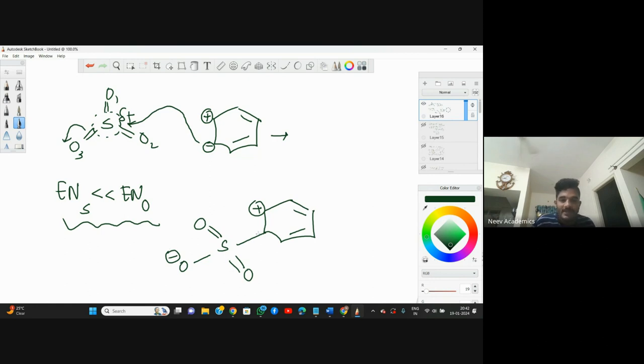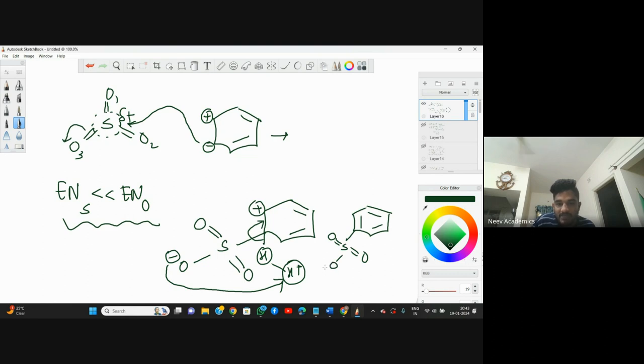Now what will happen? Next, this hydrogen will give its electron over here, the same mechanism as I told you. And this will come out as H plus, because it is giving its electron. And this H plus will be taken by the O minus. So it will produce, over here, the double bond, regained aromaticity, and here S double bond O, and here O minus with the hydrogen is OH. This is SO3H. Did you understand?